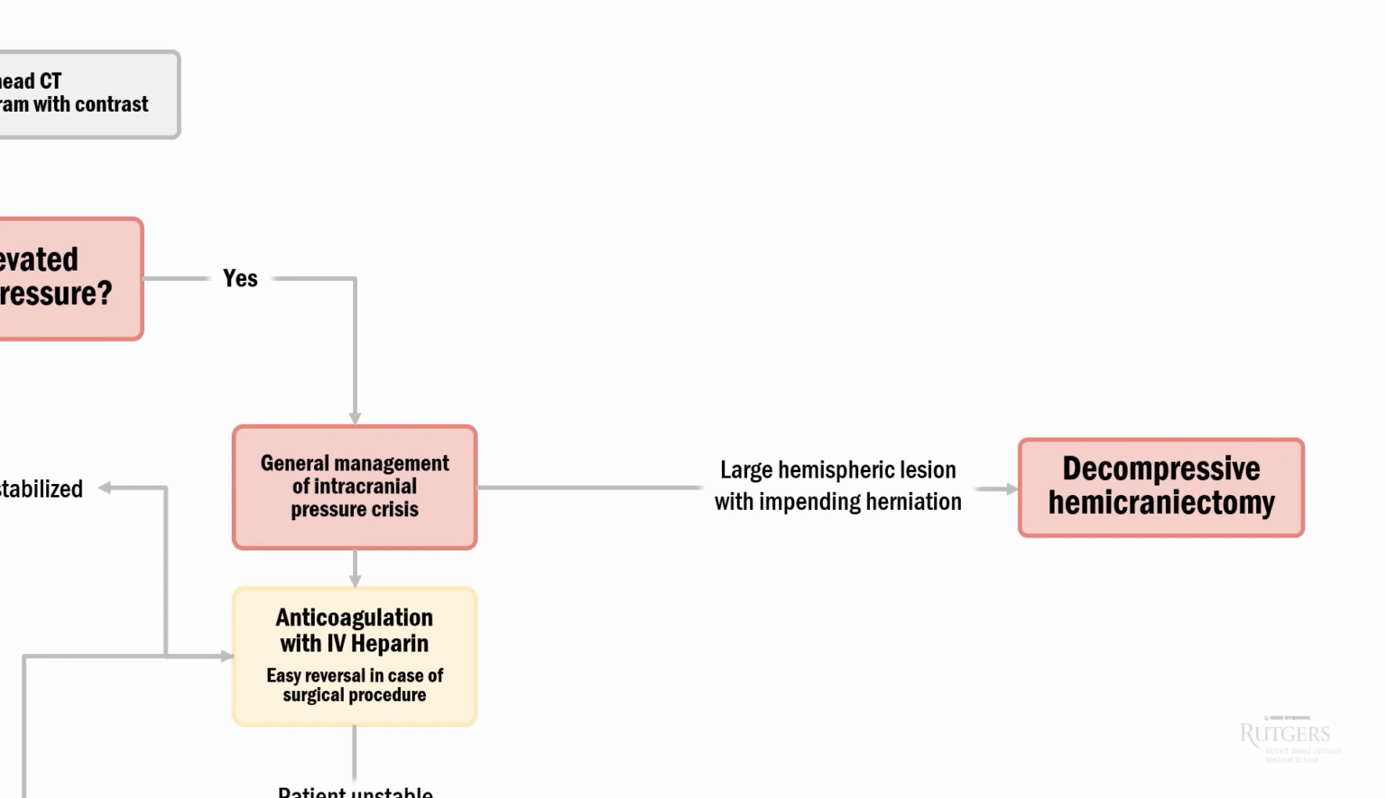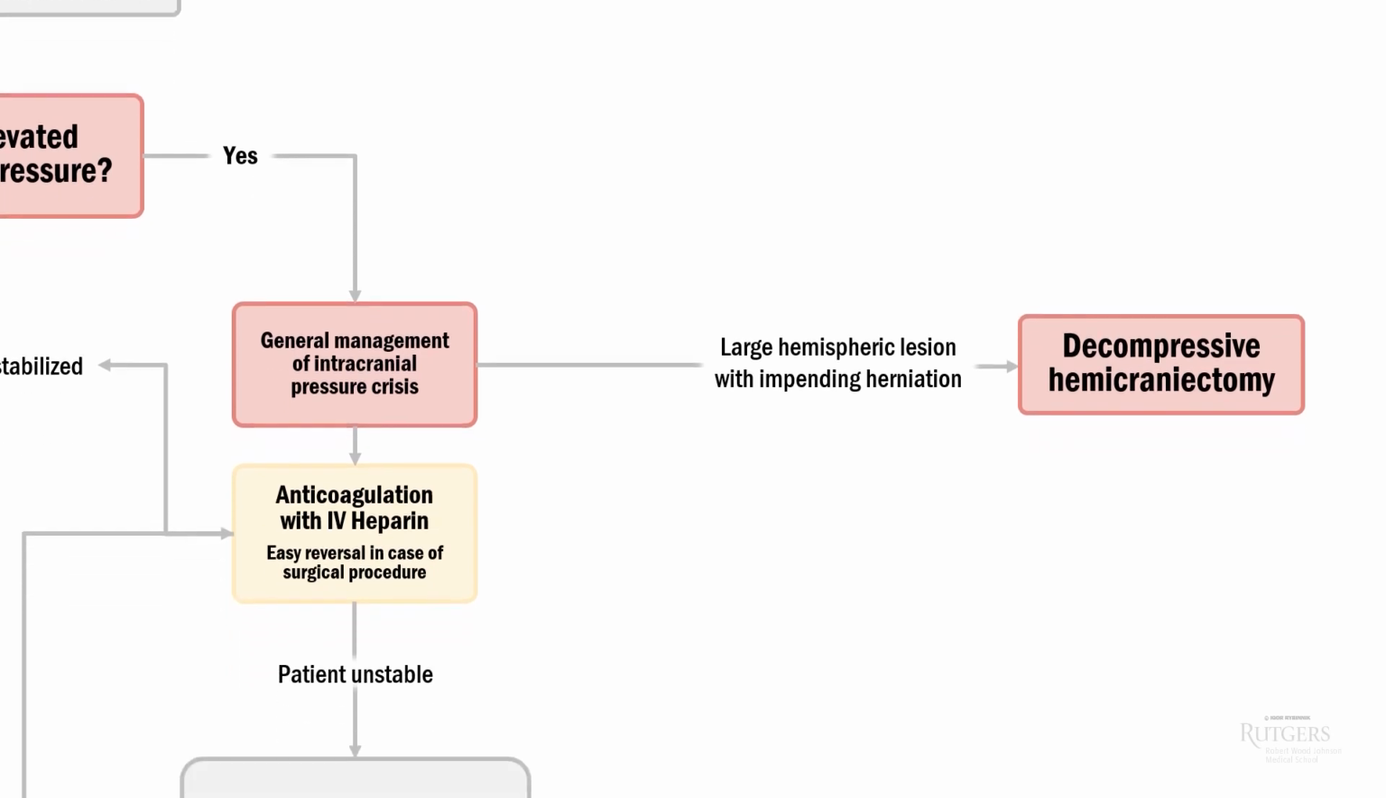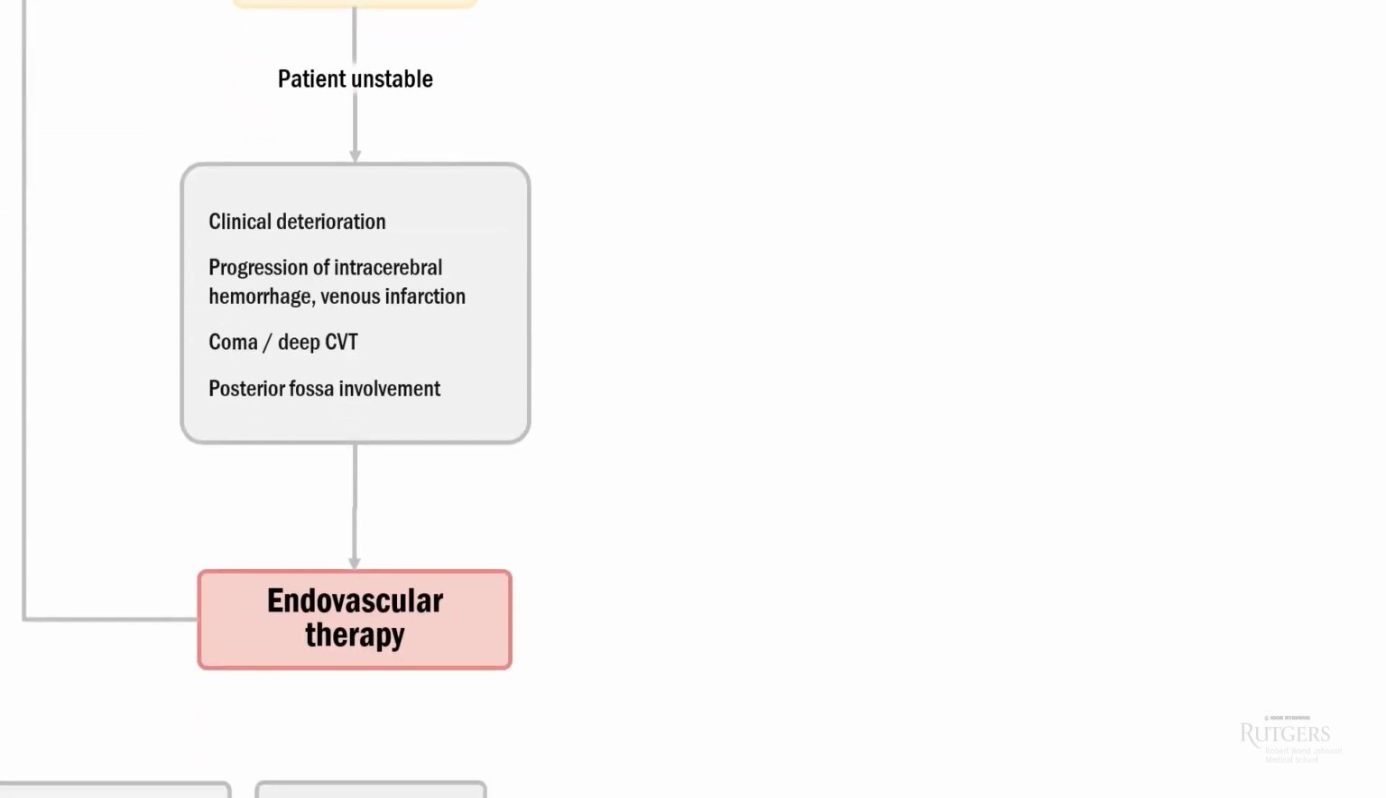But in retrospective series, the vital and functional outcomes of decompressive craniectomy in patients with cerebral venous thrombosis are much better than outcomes from similar surgery for ischemic or hemorrhagic stroke. When possible, patients should be started on parenteral anticoagulation with unfractionated heparin. IV heparin can be easily reversed in case of a surgical procedure. If the patient remains unstable, with clinical deterioration, progression of intracerebral hemorrhage and venous infarction, coma, thrombosis of the deep venous drainage, or posterior fossa involvement, endovascular therapy may be considered.